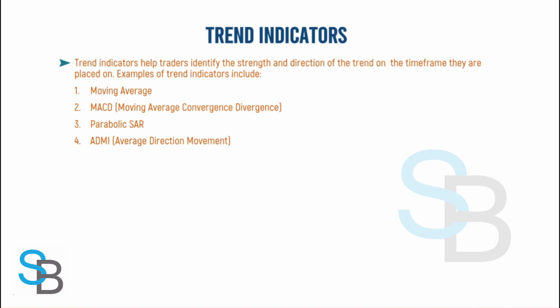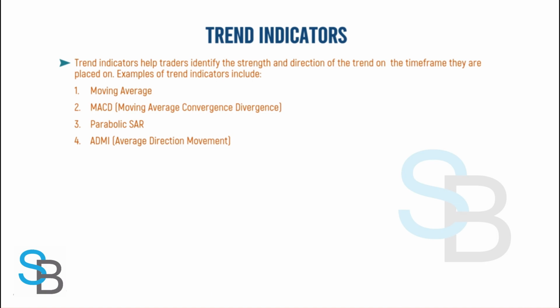The examples of trend indicators include moving averages. We have the moving average, we have the MACD, which is moving average convergence divergence. We have the parabolic SAR, we have the ADMI, which is the average directional movement. All of these are indicators, and they help traders identify the direction and strength of the trend.